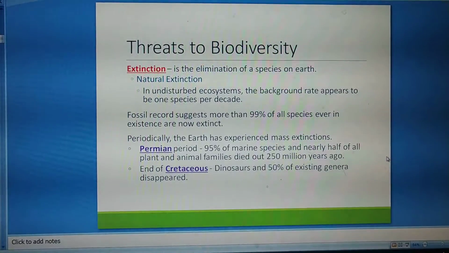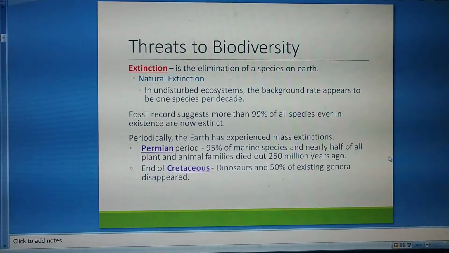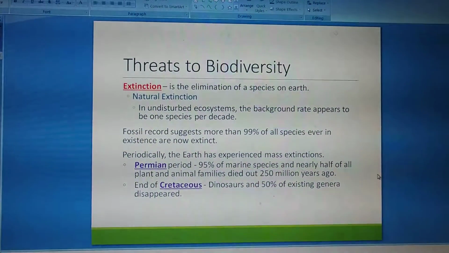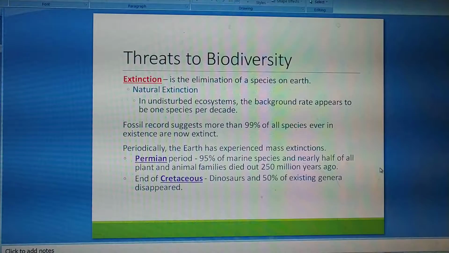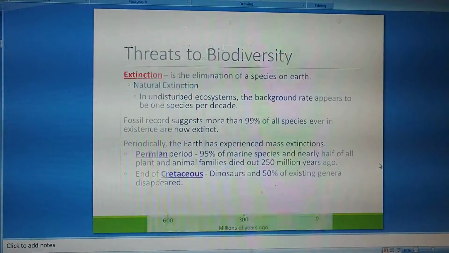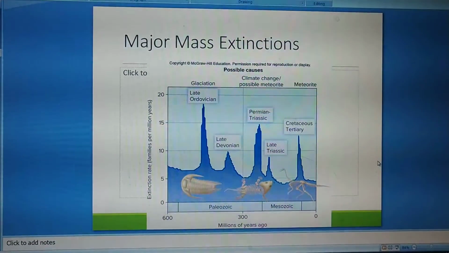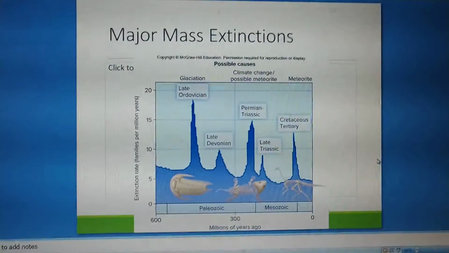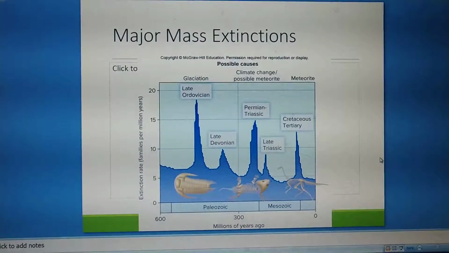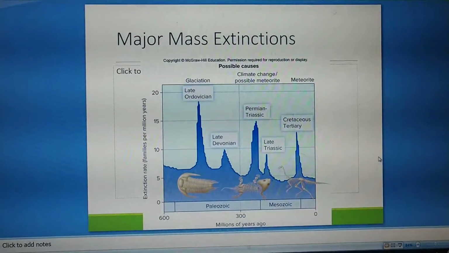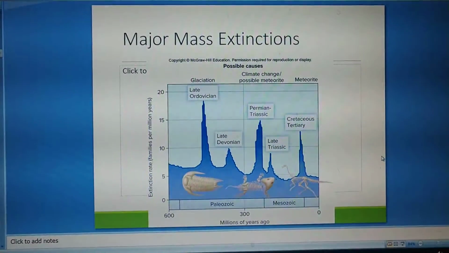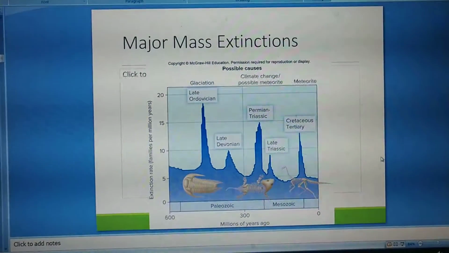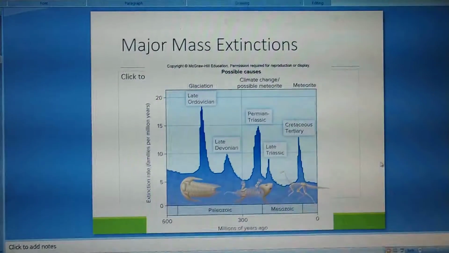We had the End Cretaceous event. This is also called the KT extinction. This is actually what caused the extinction of the dinosaurs and led to 50% of existing groups on the planet to go extinct. So we had several massive mass extinctions. You had the late Ordovician, the late Devonian, the Permian-Triassic, the late Triassic, and the KT, the End Cretaceous extinction. Now, what's interesting is we have another extinction event happening right now, and it's because of humans.